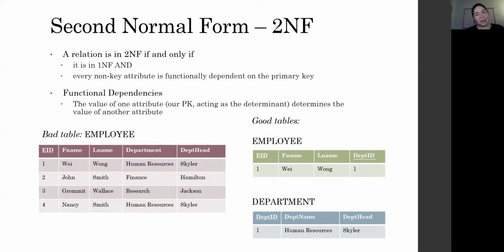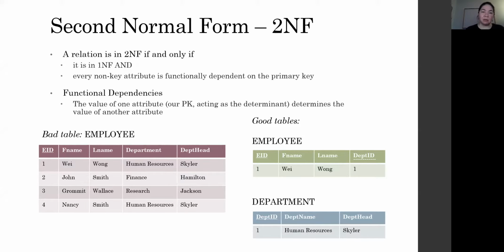Okay, let's talk about the second normal form. A relation is in the second normal form if and only if, first, it is already in the first normal form, and secondly, every non-key attribute is functionally dependent on the primary key. What in the world does that mean? So basically, a functional dependency is when the value of one attribute determines the value of another attribute.